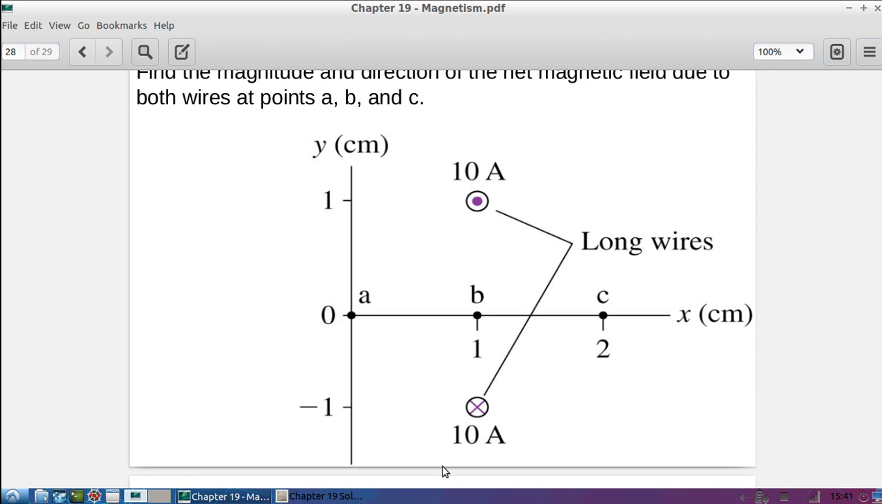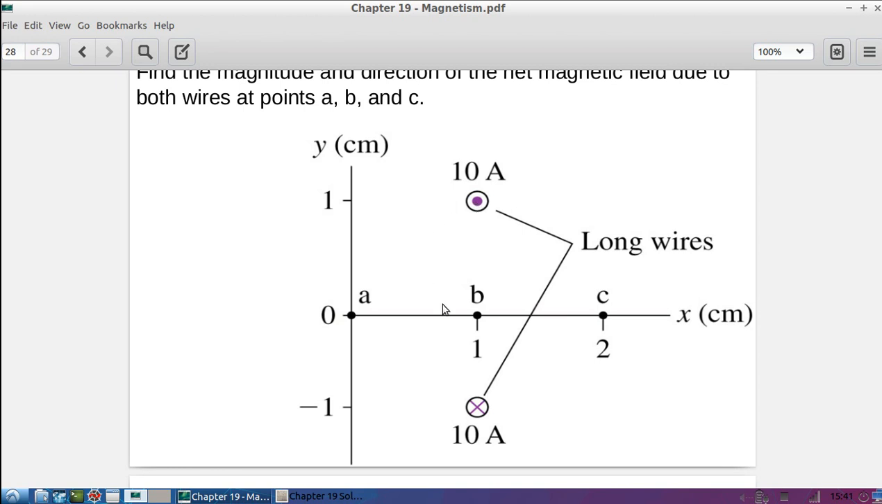Same thing here. I'm going to draw my circle. Come around. It's clockwise because this current is going into the page. Same circle, okay, but it's clockwise. When I get here, the magnetic field due to this wire is also in the positive x direction.